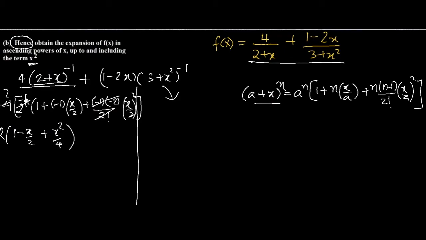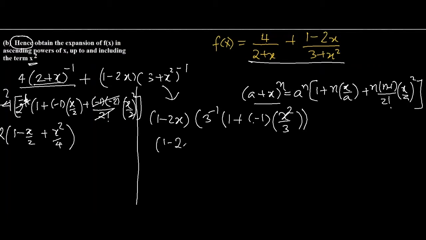Let's expand the second part, which is (1 - 2x) times (3 + x^2) to the power minus 1. Here a to the power n is 3 to the power minus 1, multiplied by 1 plus n x, where x in this case is x squared. We will stop here. Why? Because the next one will be x to the power 4, and we have to stop at x squared. So let's expand this one also: 1 minus 2x, and then it is 1 over 3, and 1 minus x squared over 3.